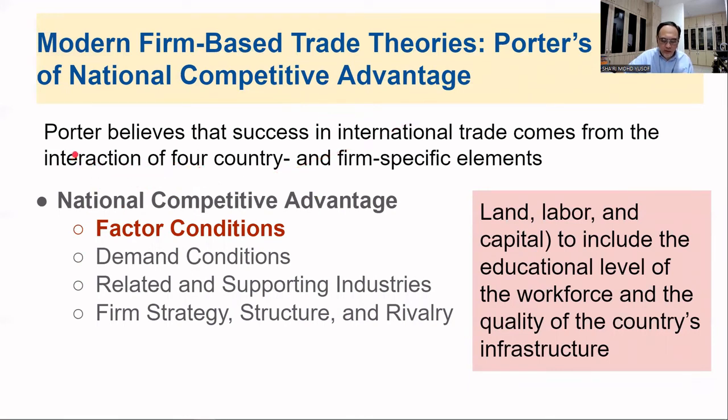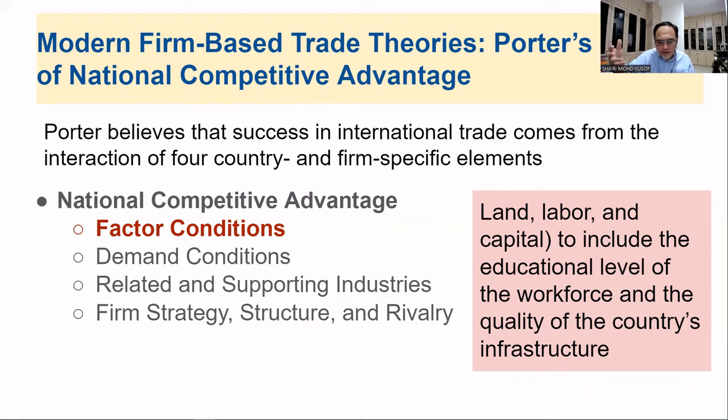Michael Porter, a very renowned business professor and strategist, believes that success in international trade comes from the interaction of 4 country and firm specific elements. So he has combined them into these 4 elements of national competitive advantage. The first one is factor conditions. Factor conditions are the land, the labor, and the capital, including the educational level of the workforce and the country's infrastructure. So factor conditions in that country.